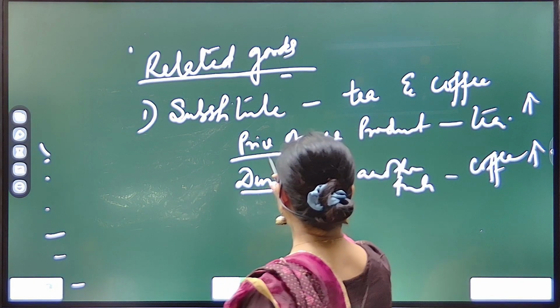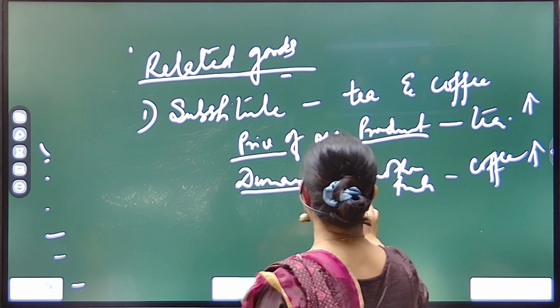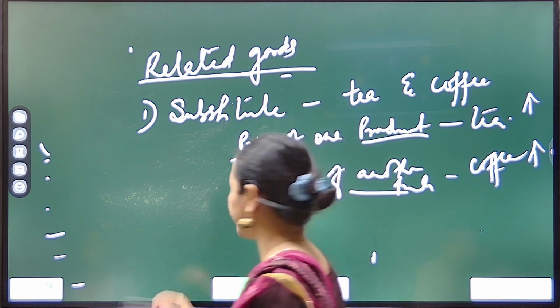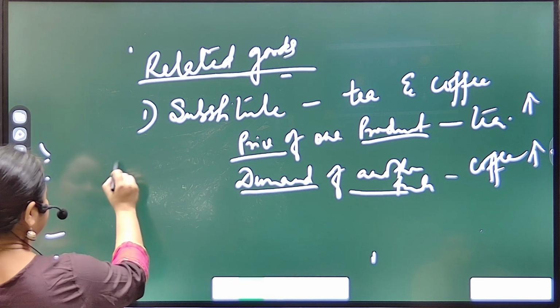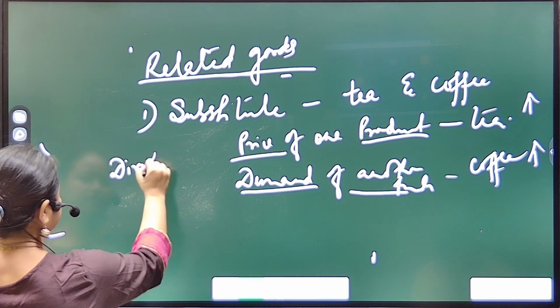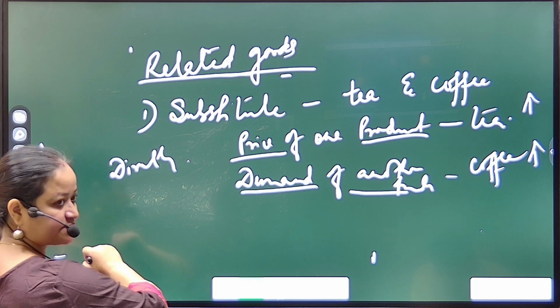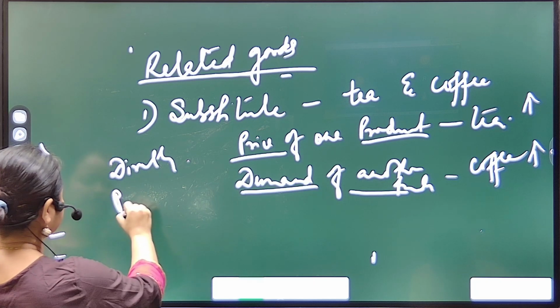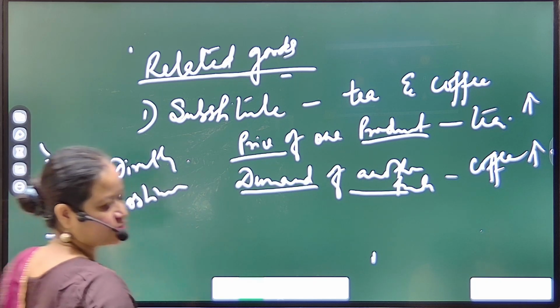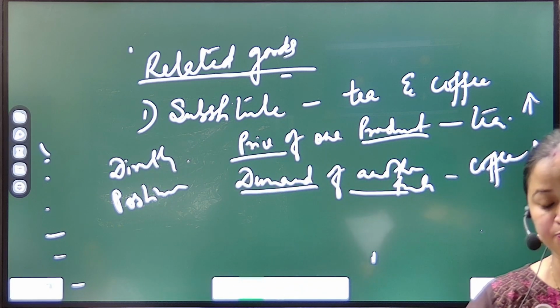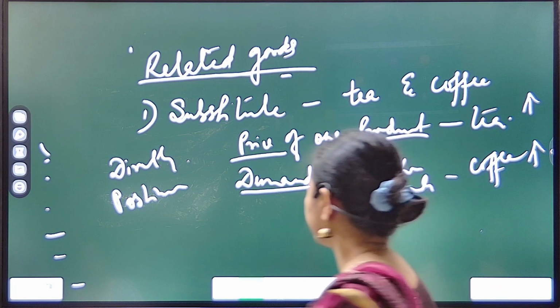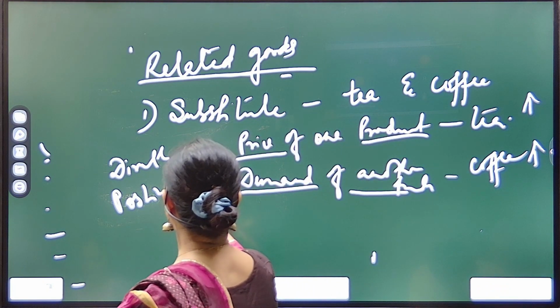That means the price of one commodity and the demand for another commodity are directly related. Okay, directly and positively related. So you can write down this line. Here it's mentioned, directly and positively related.